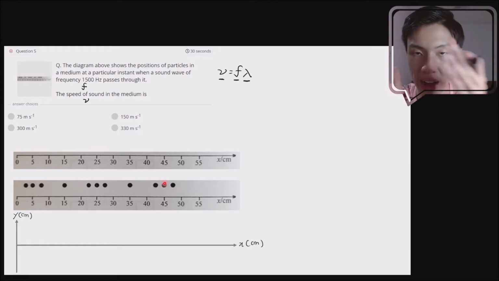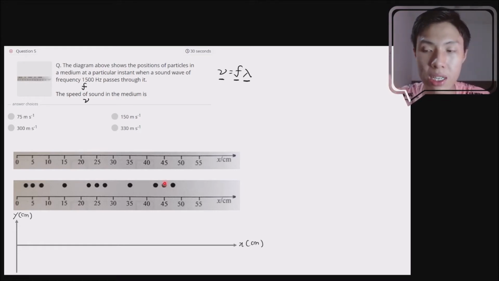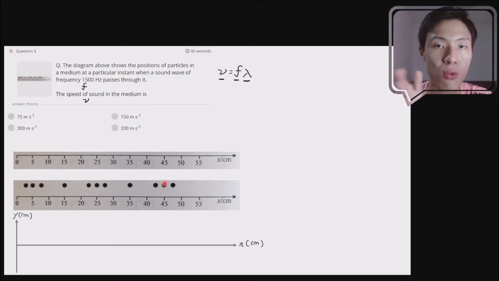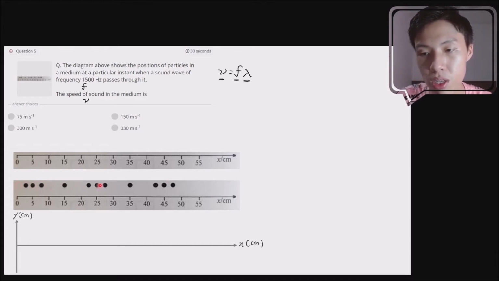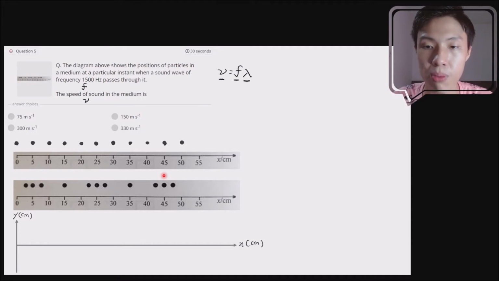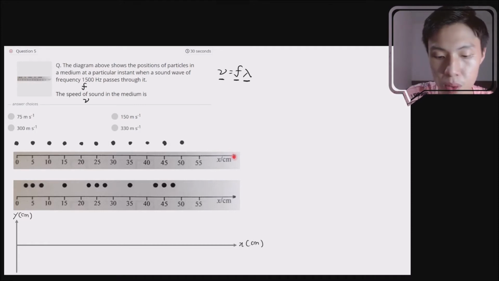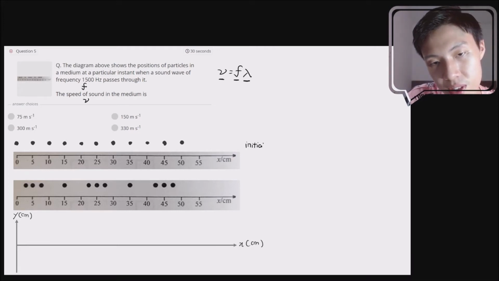We need to see what are the particles that are in equilibrium position, and what are the particles that are moving towards where or moving away from where. Okay, so let's do that slowly. So we know that all these particles should be at x equals 0, x equals 5, x equals 10, 15, 20, 25, 30, 35, 40, 45, 50. So that's where the particles originally were. So let's draw the particle as it is. Okay, so what we have here is the initial, or you can think of this as the equilibrium position for all the particles.